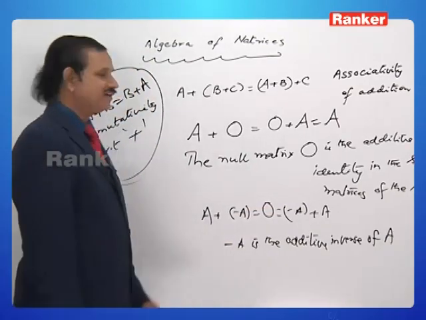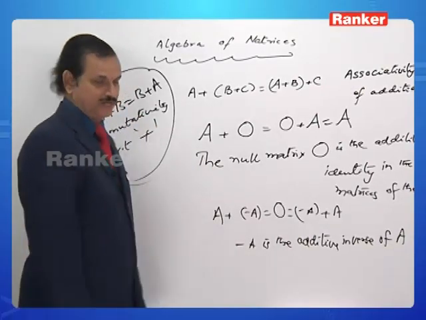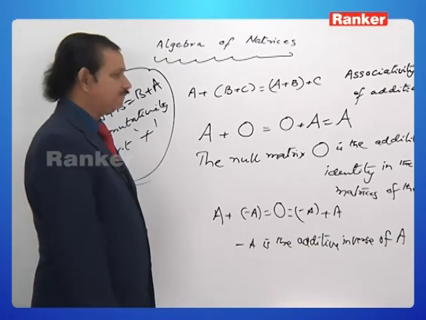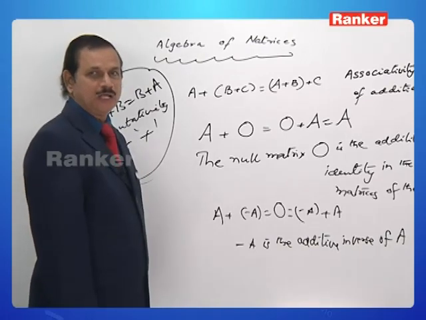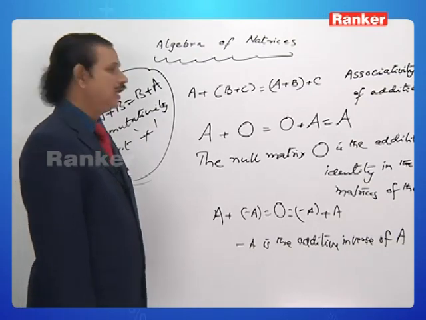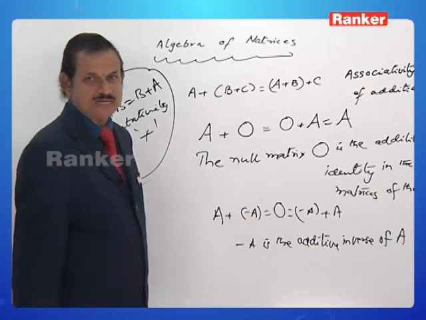One more beautiful character here is A plus B is equal to B plus A for any two matrices A and B, and this we call the commutative property. Well done. We have seen the properties regarding addition of matrices. Let us now turn our attention towards multiplication of matrices.